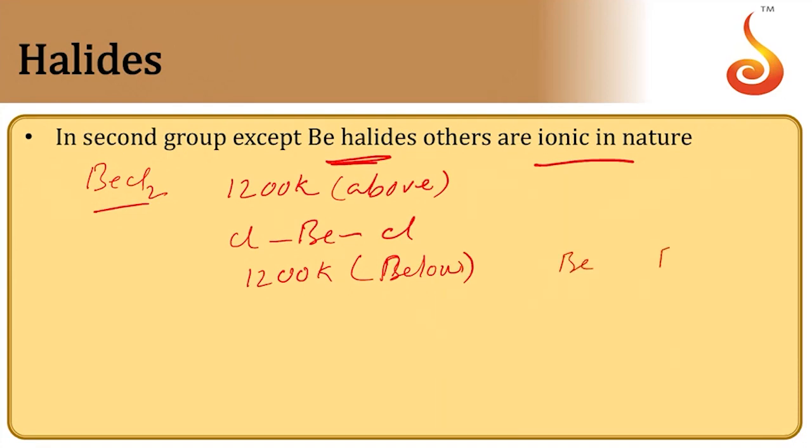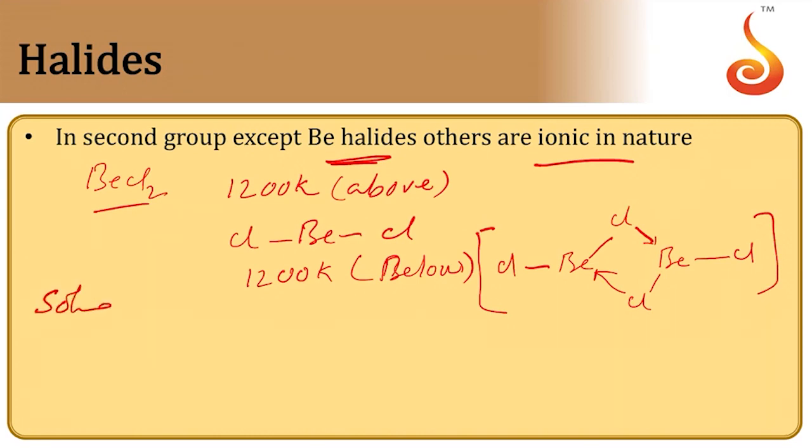So the structure comes like this. Beryllium, another atom of beryllium here, and Cl, Cl, Cl, Cl. Like this we have, and this is going to be a coordinate covalent bond from these two. So everything is a dimeric structure, BeCl2.